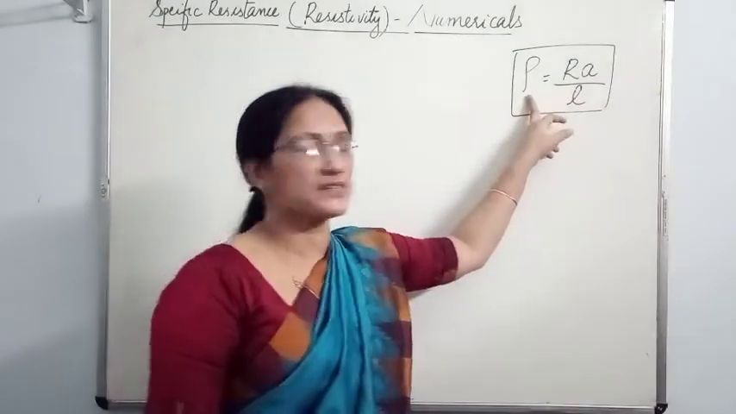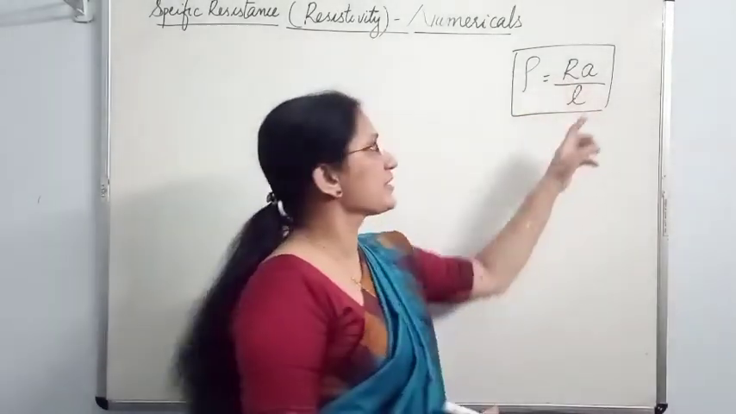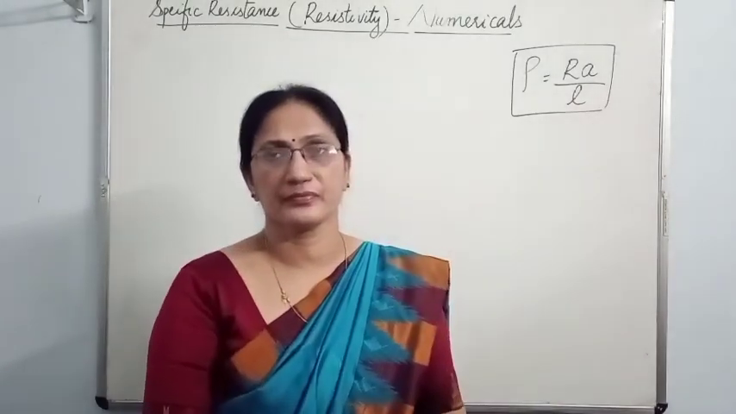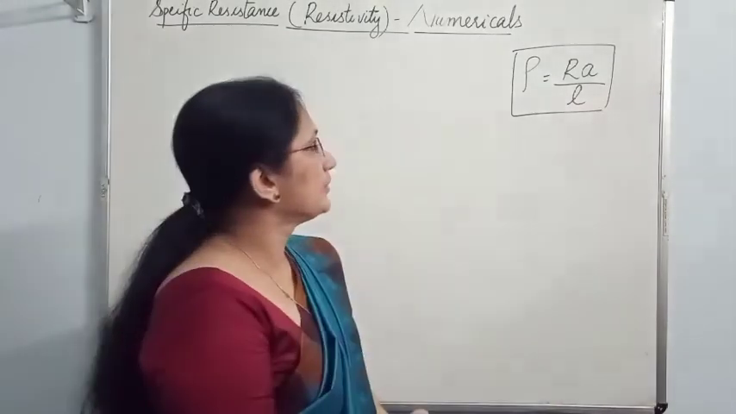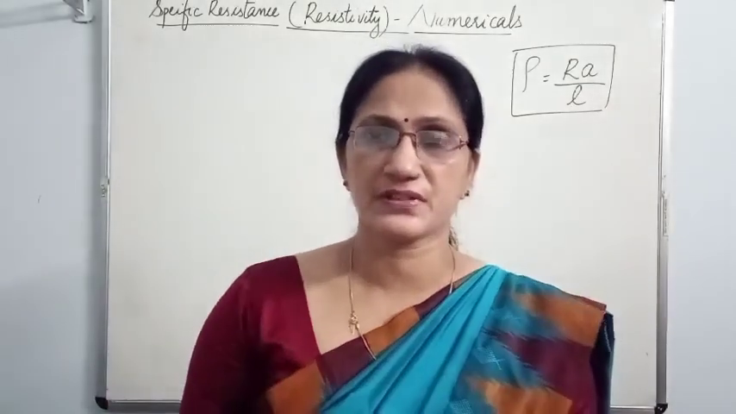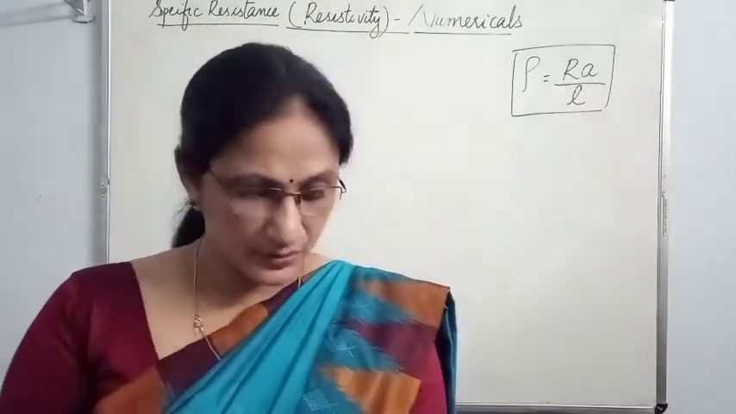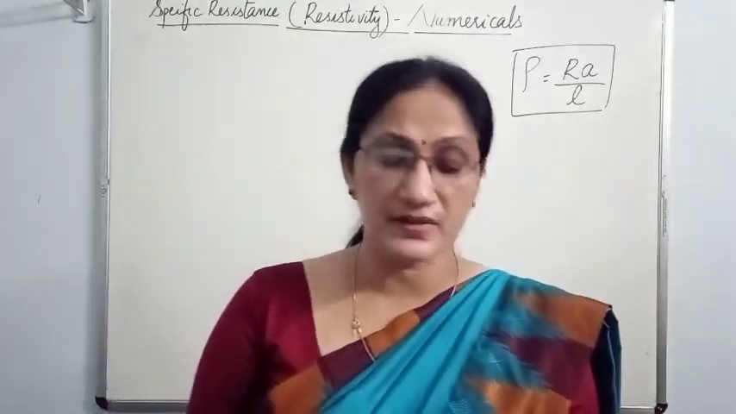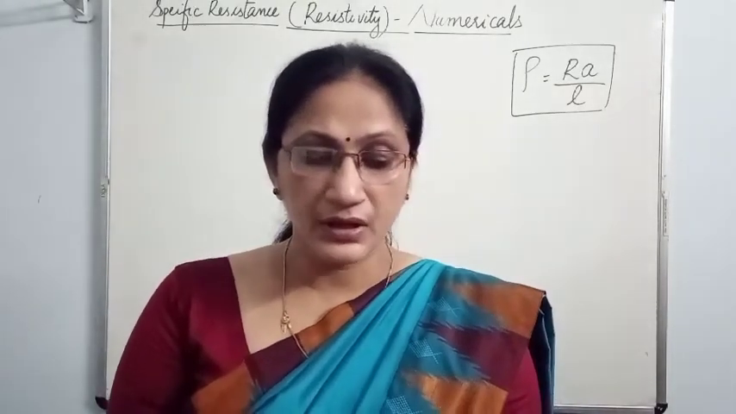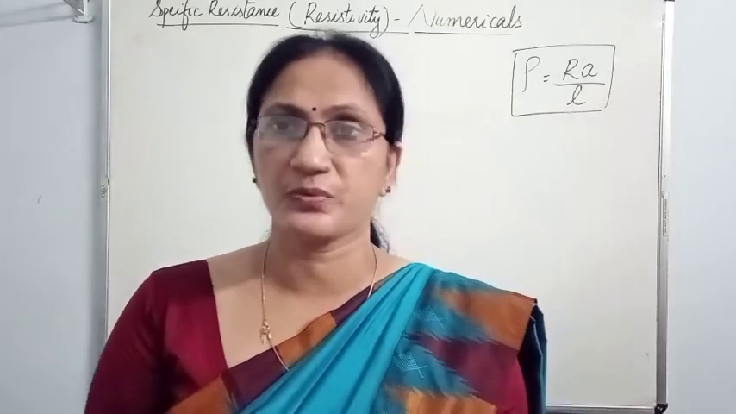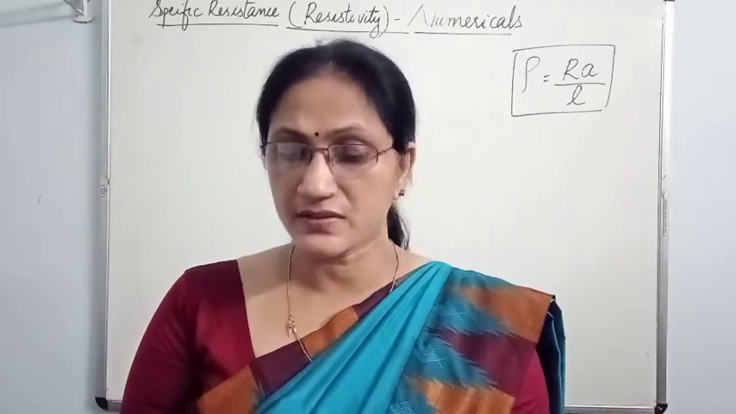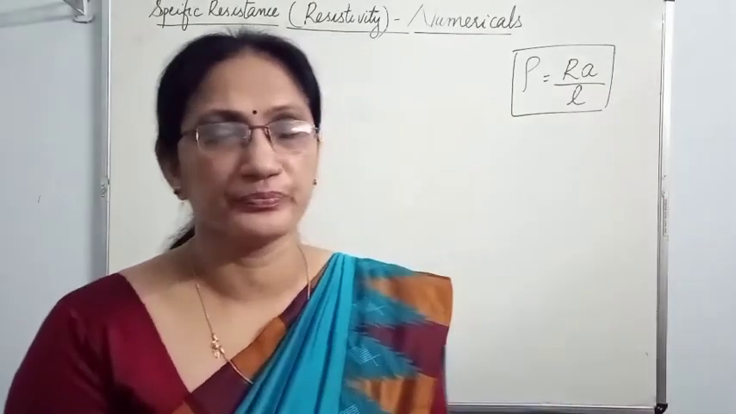Rho means specific resistance, R means resistance, A area of cross section, and L is length. So now we will discuss some numericals connected with specific resistance. Listen, question from page number 170, example 4. Calculate the length of a resistance wire of radius 1 millimeter and resistance 5.5 ohm.